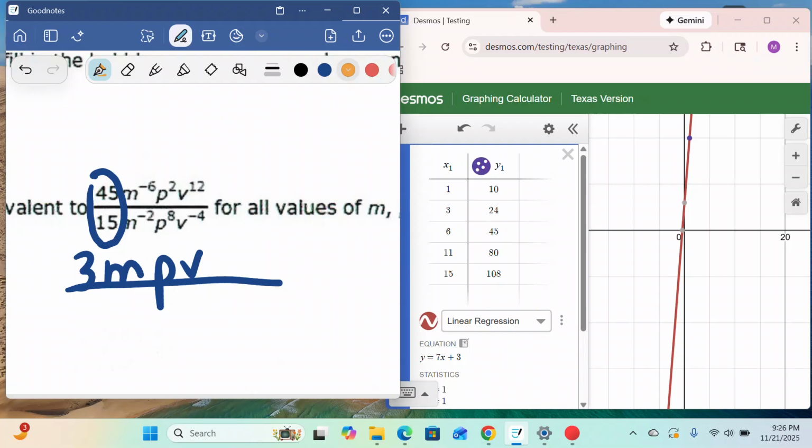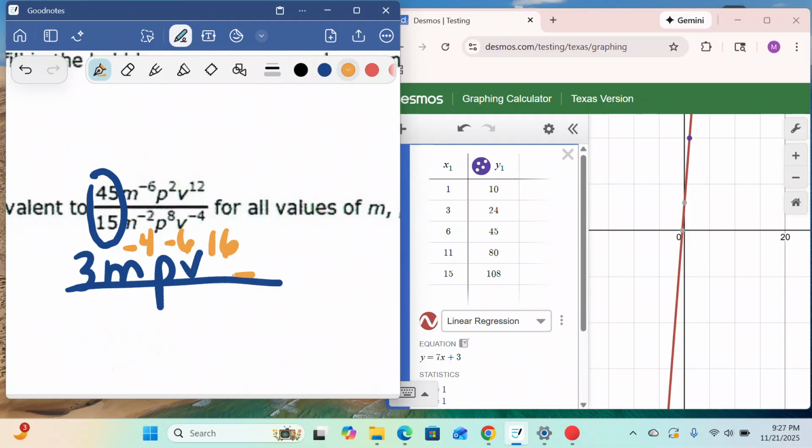And negative 6 minus minus 2 gives me a negative 4. And then I have the p, I have 2 minus 8, which gives me a negative 6, and I can go ahead and input that into Desmos. And 12 minus minus negative 4 gives me a 16.